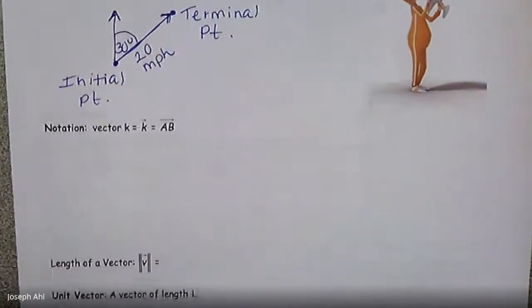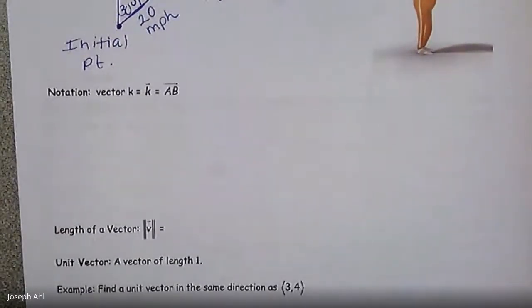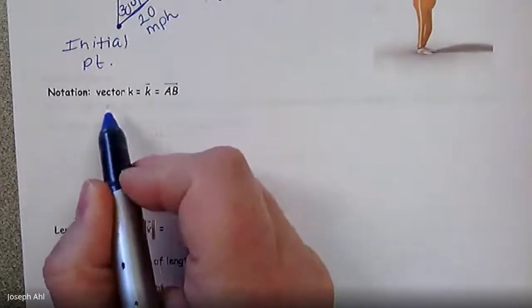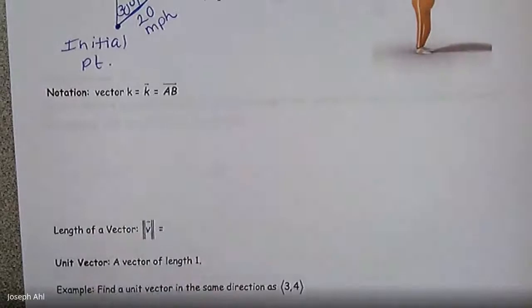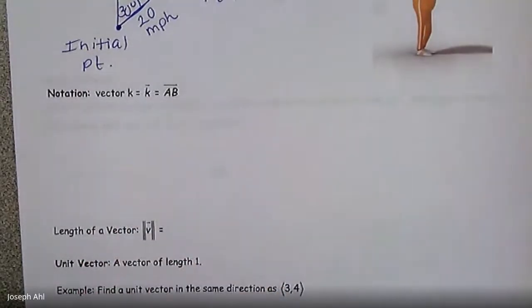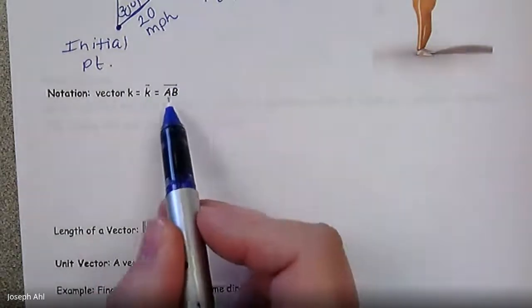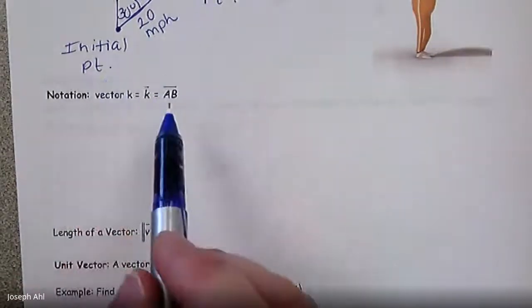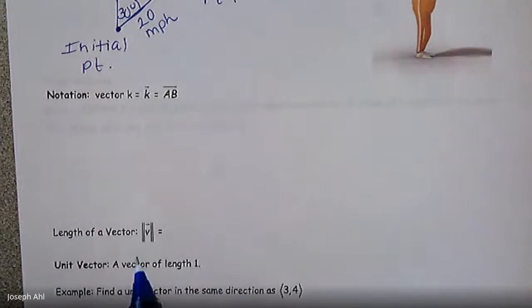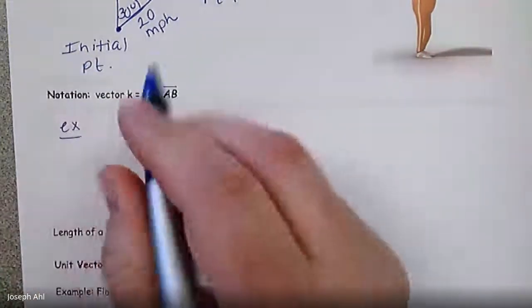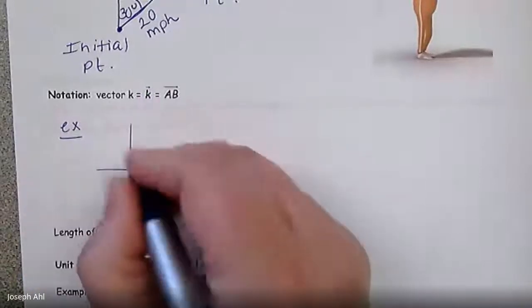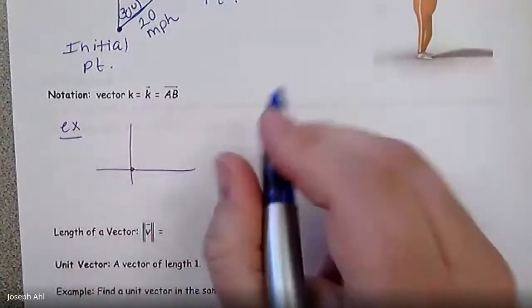So from there, some quick notation things. We can use just calling it straight out, vector K. More commonly, you'll see an arrow drawn over the top of either a lowercase letter to represent the vector, or you might see it written in terms of 2 points. If we have an initial point and a terminal point defined, A and B, the vector might be written as vector AB.